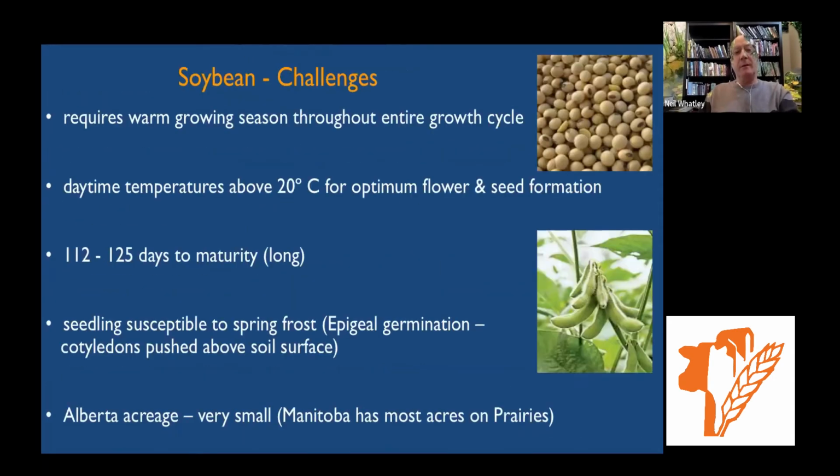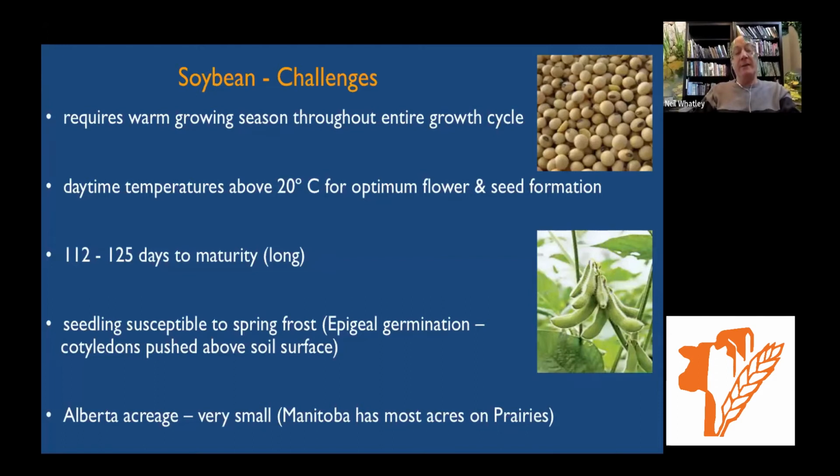Soybean, we'll turn to that. Soybean, not much grown in Alberta or Saskatchewan, requires a warm growing season throughout the entire growth cycle. Daytime temperatures above 20 degrees Celsius for optimal flower and seed formation. It's a fairly long growing season, 112 to 125 days to maturity. So you can see why it's so popular in the States, because it really fits with their climate.